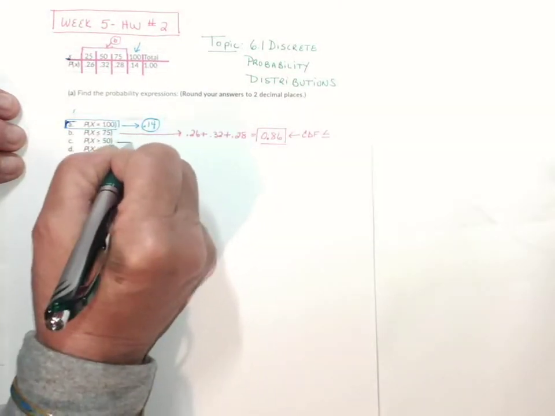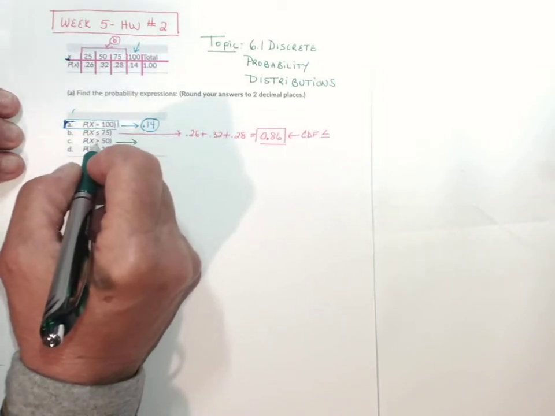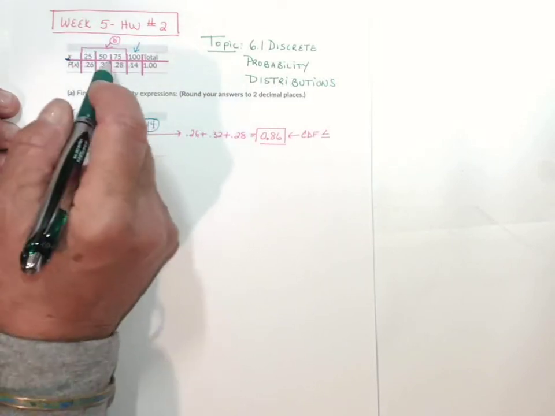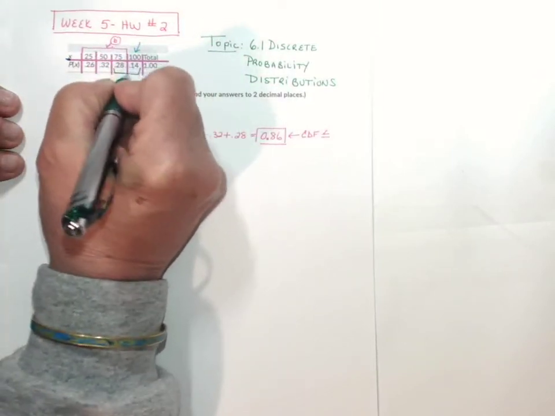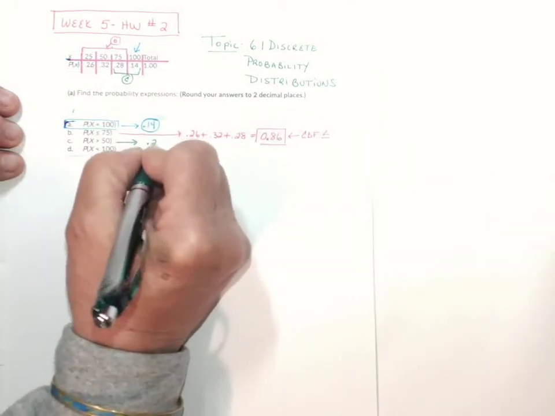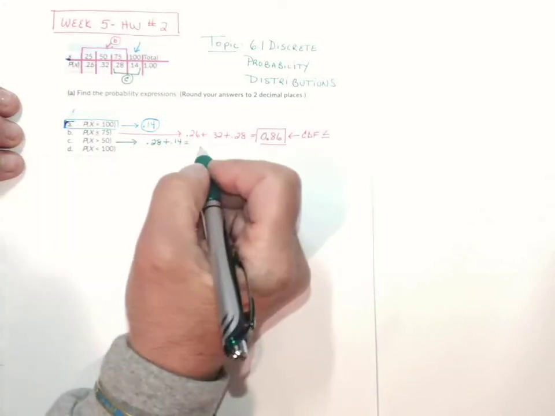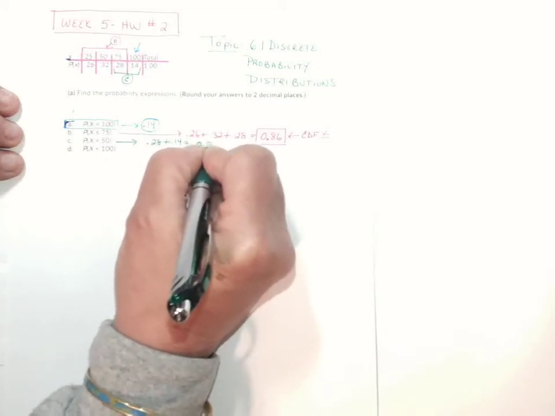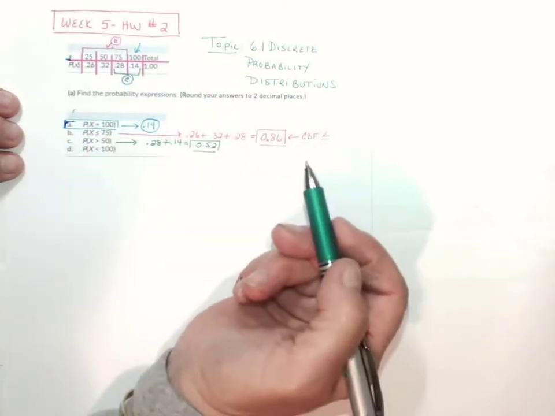Okay. For C, they want the x values that are greater than 50. So that means that you do not include 50. So you're going to look at the values that are greater. So here you're going to add 0.28 plus 0.14. And you are going to get 0.52. You're just adding those up.